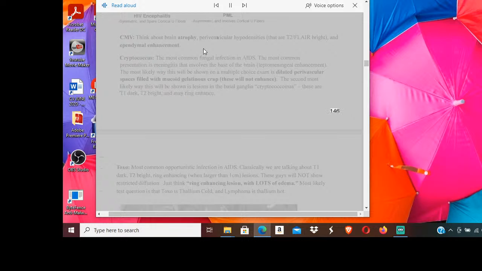146. Toxo, most common opportunistic infection in AIDS. Classically we are talking about T1 dark, T2 bright, ring enhancing lesions, when larger than 1 cm. These guys will not show restricted diffusion. Just think ring enhancing lesion, with lots of edema. Most likely test question is that toxo is thallium cold, and lymphoma is thallium hot.